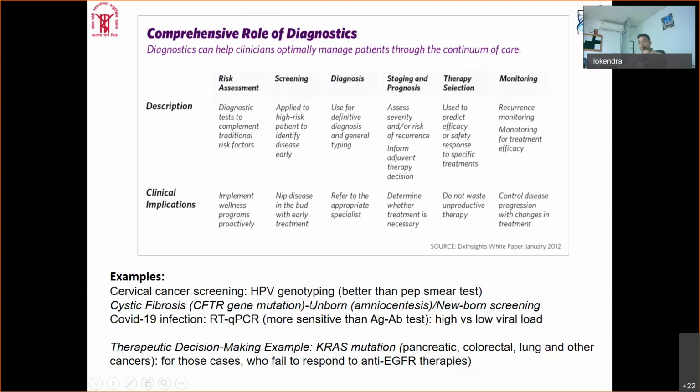So these are some examples of how, with the use of molecular methods, we can screen, diagnose a disease, and monitor disease progression. And in addition to that, there are various examples in which these molecular tests can also help in taking decisions in terms of deciding therapies, that is, what kind of therapy should be given to the patient.